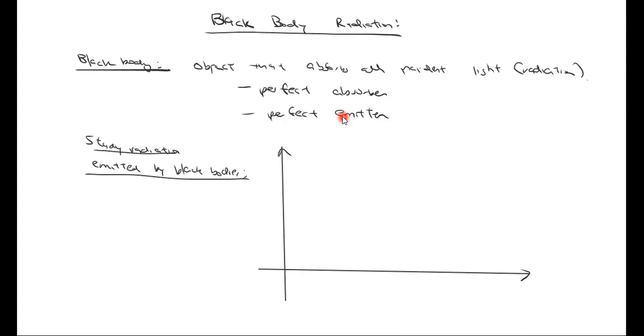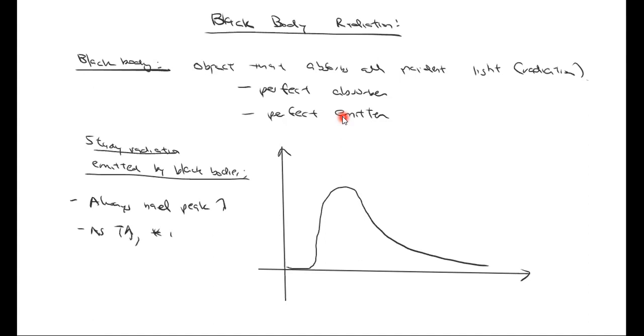Well, it was the fact that you had this sort of thing. The black body radiation always had a peak, a peak wavelength. As you heated up the black body, we noted that intensity increased for all wavelengths, which is not entirely a problem, but we also noticed that the peak wavelength became shorter.